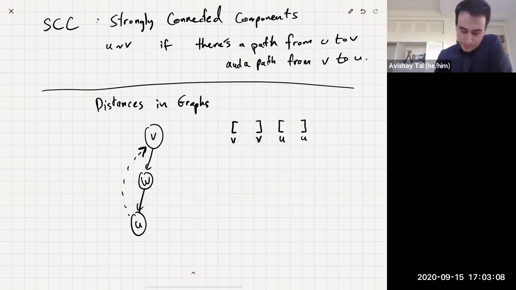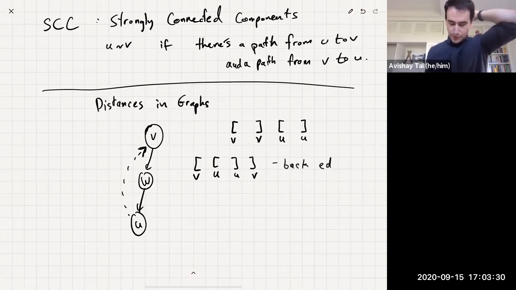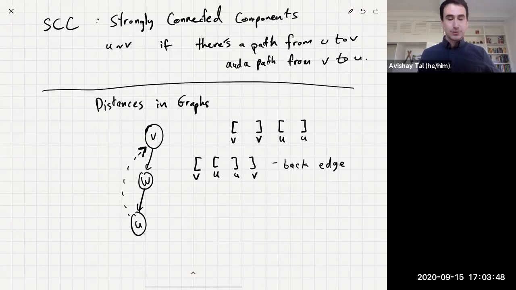How would it look in terms of pre and post numbers? Let's look at this. V is the grandfather. So V starts first, then U starts, then U ends, and then V ends. This is how the back edge would look in terms of pre and post numbers. V would be first on the stack, then U would be on the stack, then U would be popped from the stack, and then V would be popped from the stack. So this is a relation between the pre and post numbers and the back edge. It would look like that. And recall, we always think of an edge from U to V.